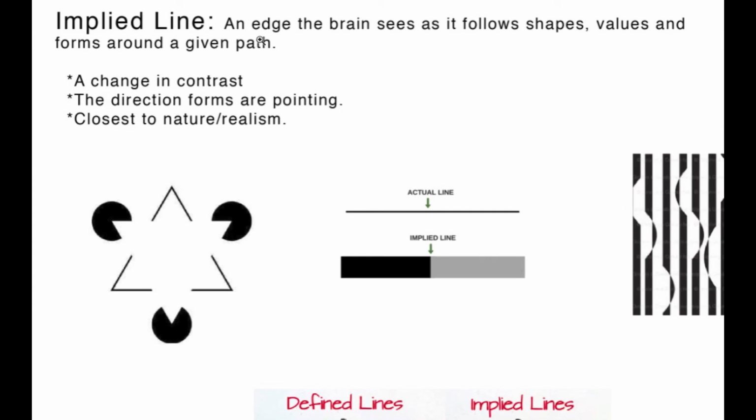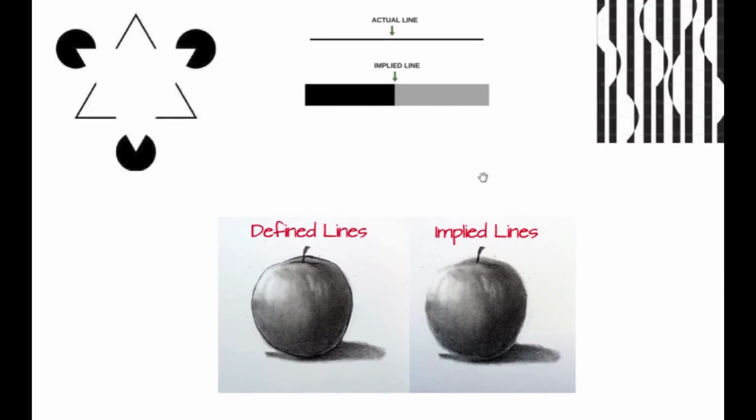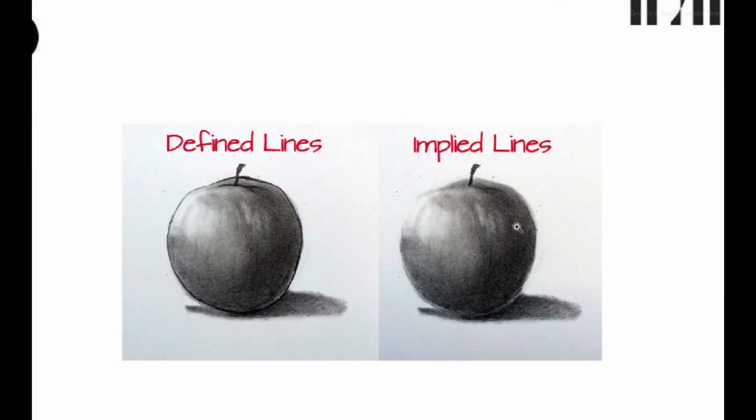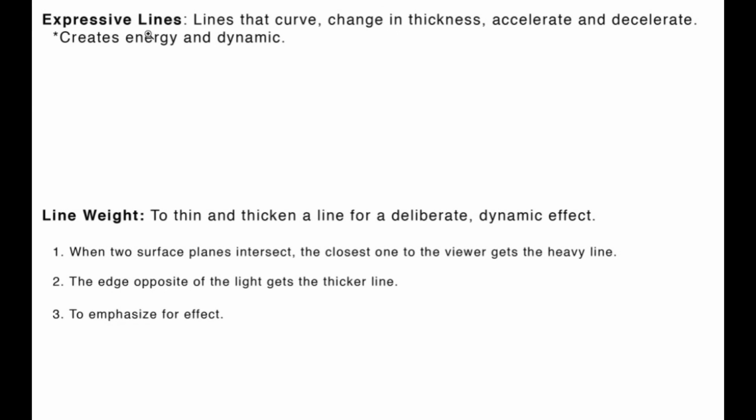Implied lines are different. It's an edge that the brain sees. It's tricked into seeing it based on the dark and the light, or what direction forms are pointing, or what areas shapes are located at. It's also the closest to nature. So if you want to draw realistically, master implied line. If you want to be a painter, master implied line. Because ultimately painting is just painting different colored light on your canvas. That's it.